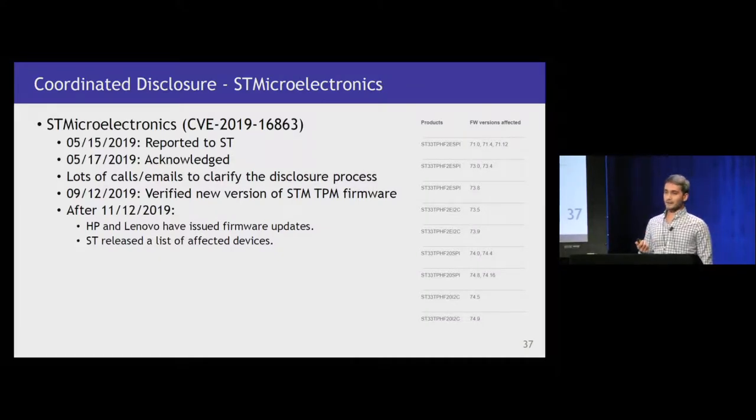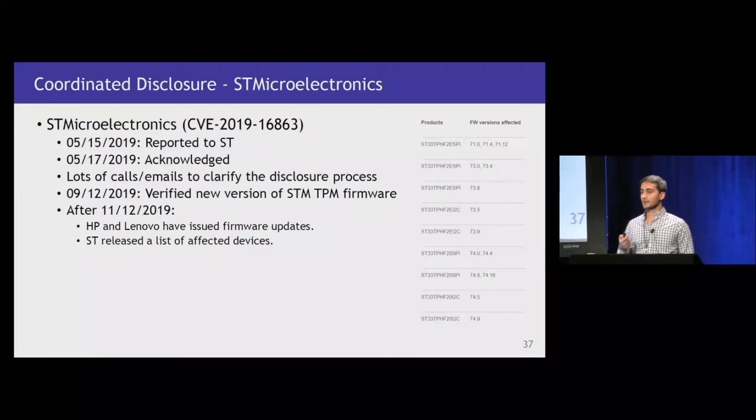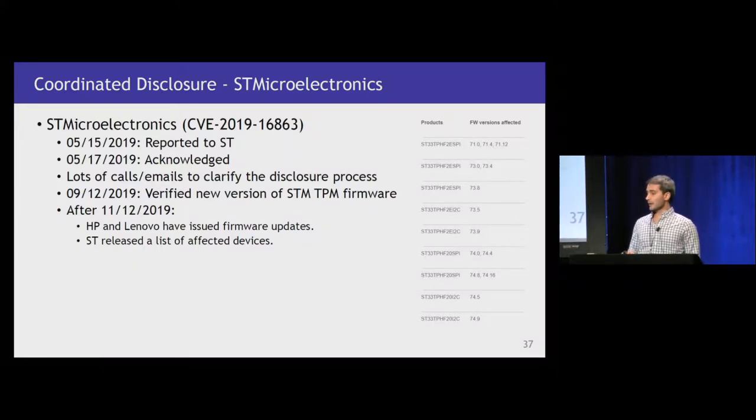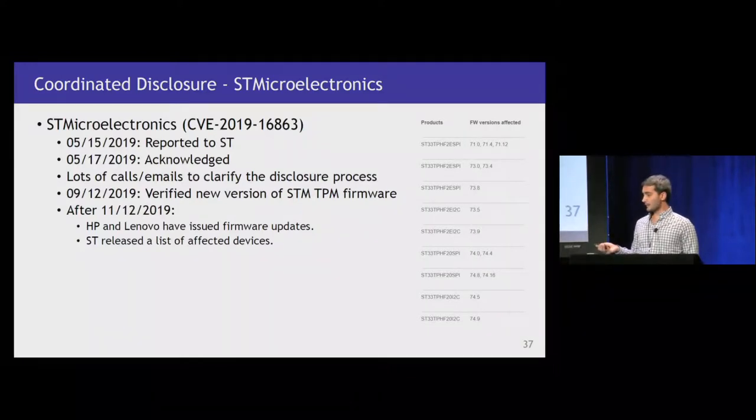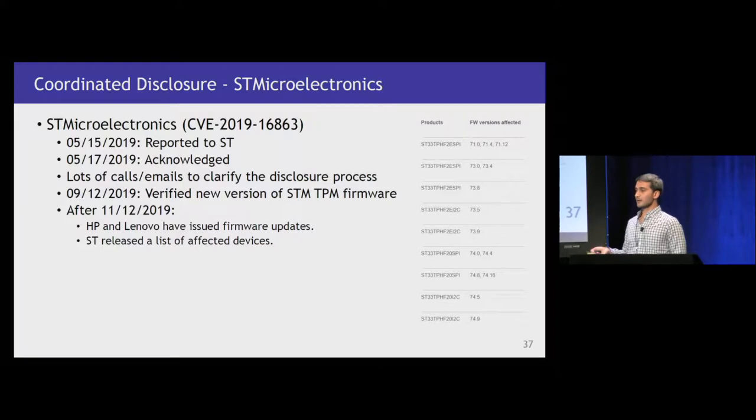So we verified that they patched this issue and they provided us with a new device, and we verified that the new version that they patched is now secure against our attack last September. And since then, there are two OEM vendors that have issued a firmware patch for this issue. And ST also released a list of devices that were vulnerable to this problem. If anybody in the industry, in car manufacturing, or any place that there is no update for this firmware, they really need to take caution, go and fix this problem, and use an updated version of this device.